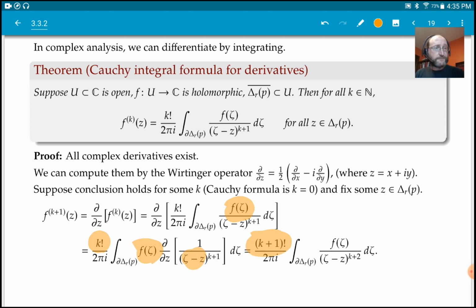And the power goes down, so it becomes k plus 2 over here, which is precisely what I wanted.